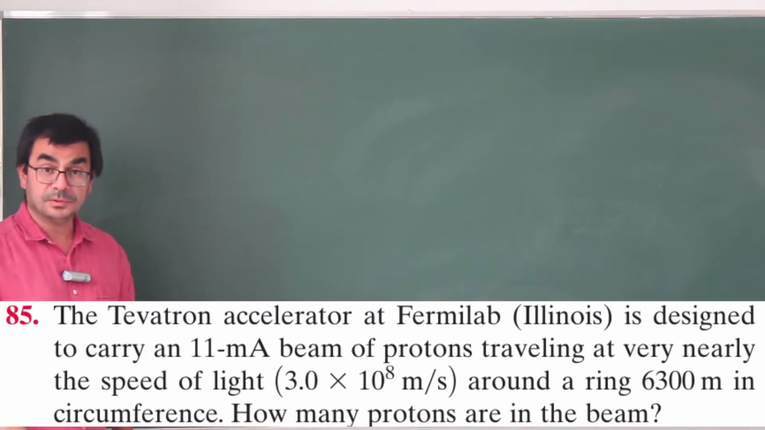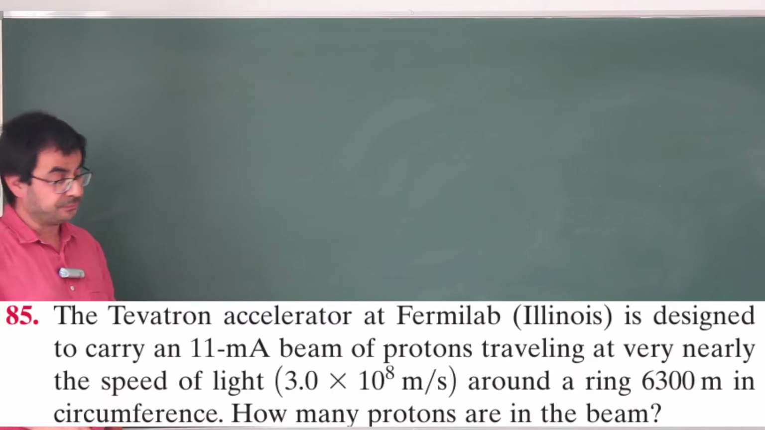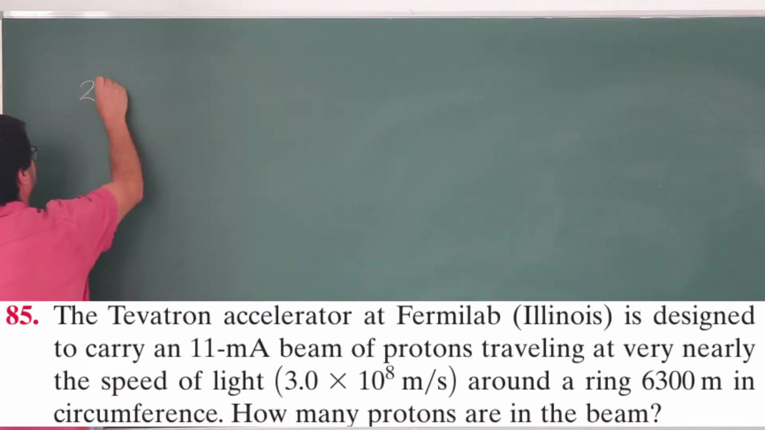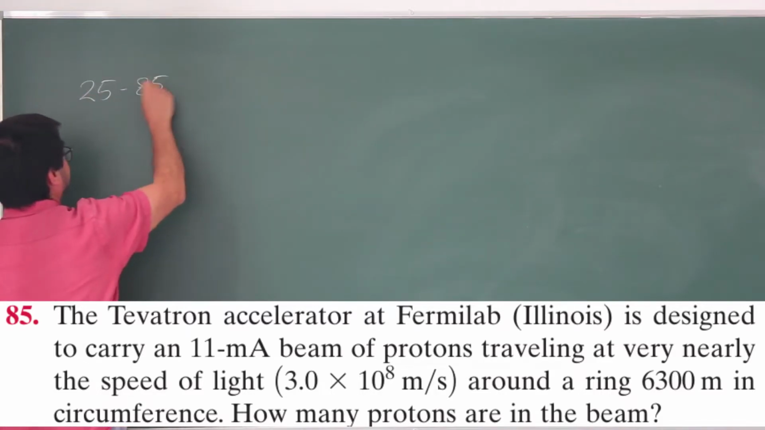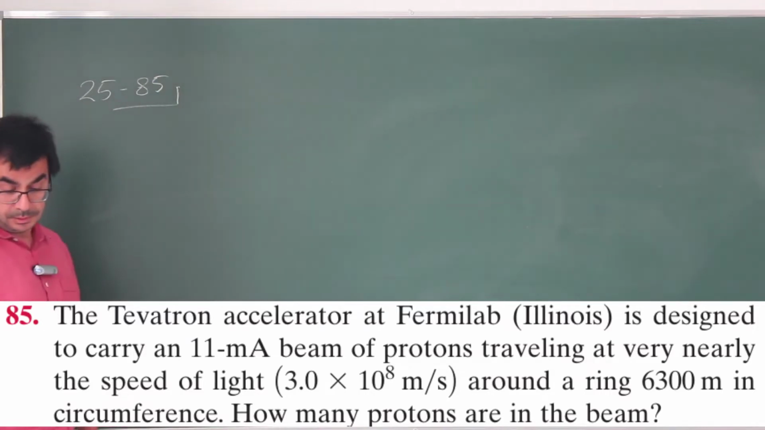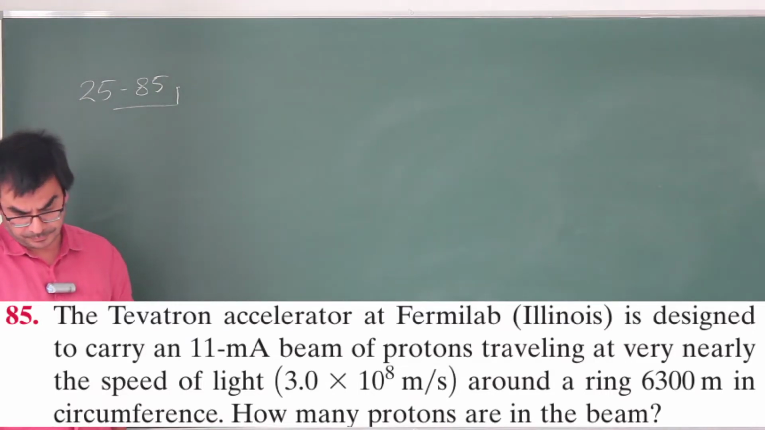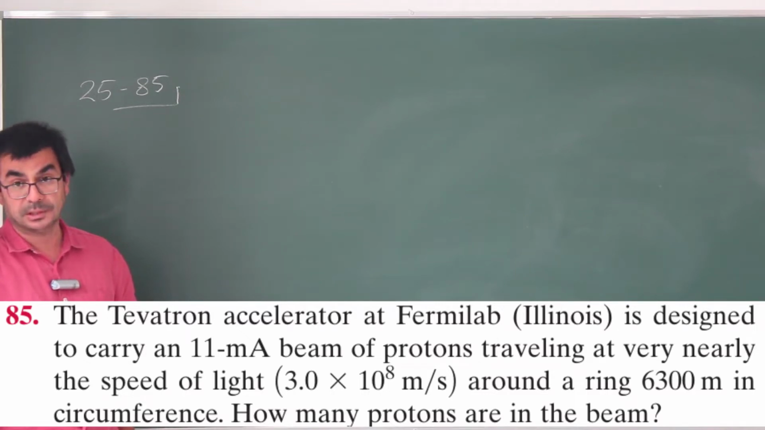Okay, in this video I'm going to look at problem 85 from chapter 25. So this problem is about the Tevatron accelerator at Fermilab, Illinois. It's designed to carry an 11 milliampere beam of protons traveling at very nearly the speed of light, which is 3 times 10 to the 8 meters per second, around a ring 3,600 meters in circumference. How many protons are in the beam?